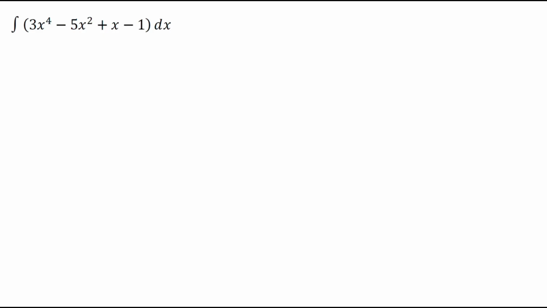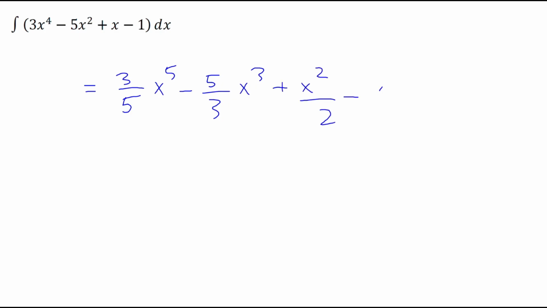Our next one here is, again, just going to be a power rule integral. So 3x to the 4th will go up to 3x to the 5th, and then we'll divide by 5. So 3/5 x to the 5th, and then a minus 5/3 x cubed. The x goes up to x squared, and we'll divide by 2, and the minus 1 becomes minus x. And of course, don't forget your plus c.